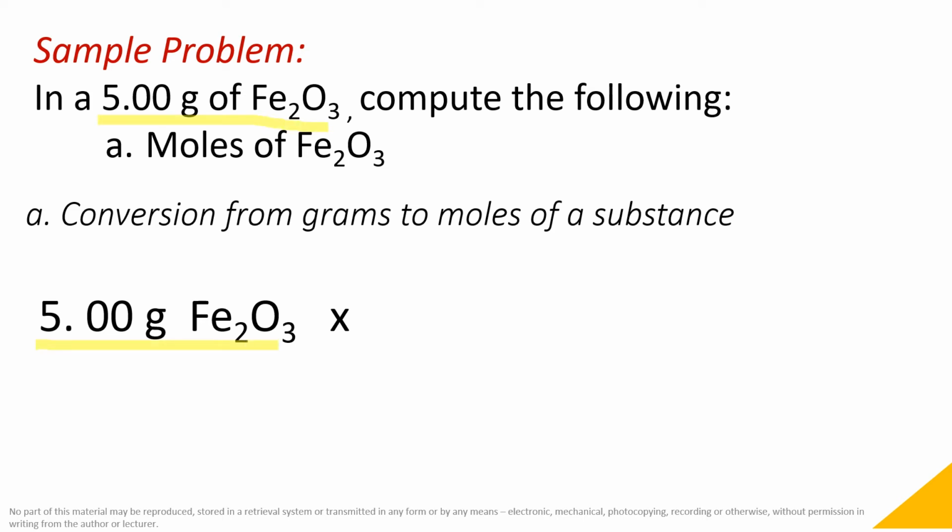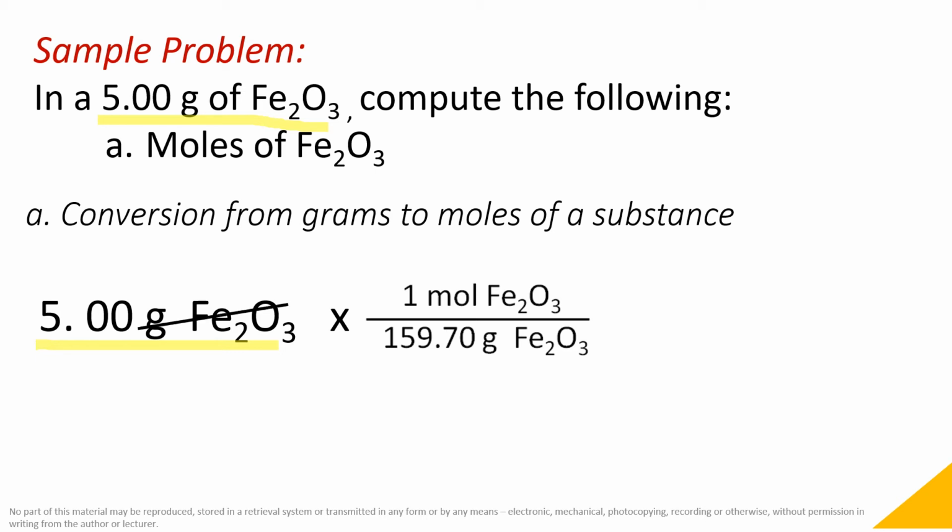Multiplied by our molar mass from earlier, which states that in every 1 mole of ferric oxide there are 159.70 grams. Now, let's cancel out the similar units, which is the grams of ferric oxide, leaving 5 grams times 1 mole divided by 159.70. I'm giving you time to compute this, and the answer would be 0.0313 moles of ferric oxide.